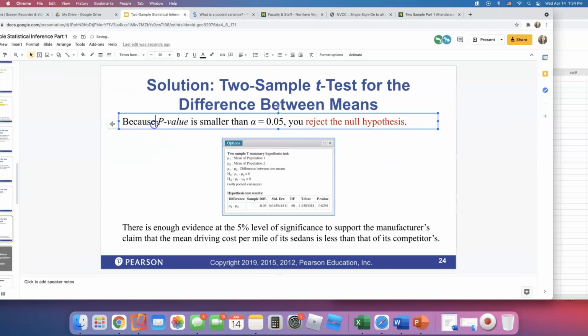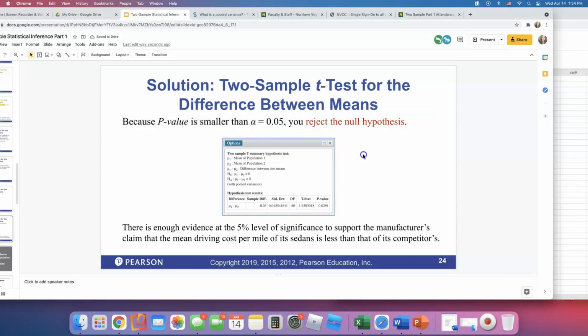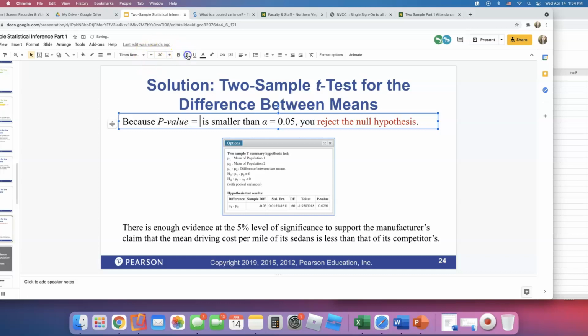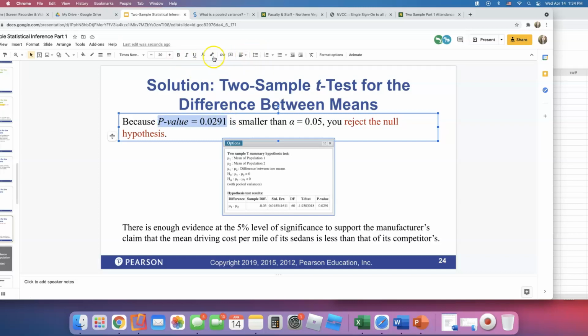I already have the answer filled out, but it says the p-value is smaller than alpha. Is it really? What is the p-value? Let's read the number: 0.0291. Oh wow, look at that. That is very small. That's about 3%, isn't it? If you round that up, that is approximately 3% or 0.03. That is smaller than 5% or 0.05. Because we have this beautifully small p-value, what do we get to do? We get to reject the null hypothesis. Yay! Because the p-value is smaller than the alpha level, we get to reject the null hypothesis.